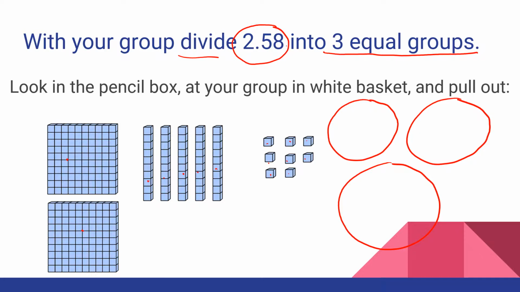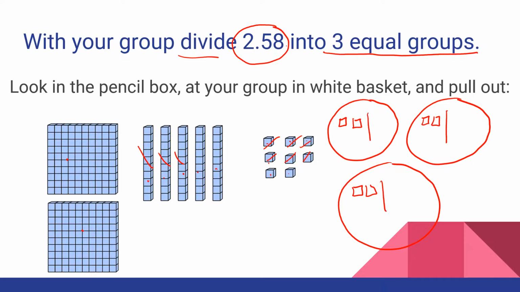So I'll start with these ones here. I've got 1, 2, 3, 4, 5, 6 hundredths. I can't divide those two into 3 groups, so I'm just going to leave those alone. Now I'll do the tens. 1, 2, 3. So I'll give myself a 10 here, a 10 here, and a 10 there. I've got 2 of those left.